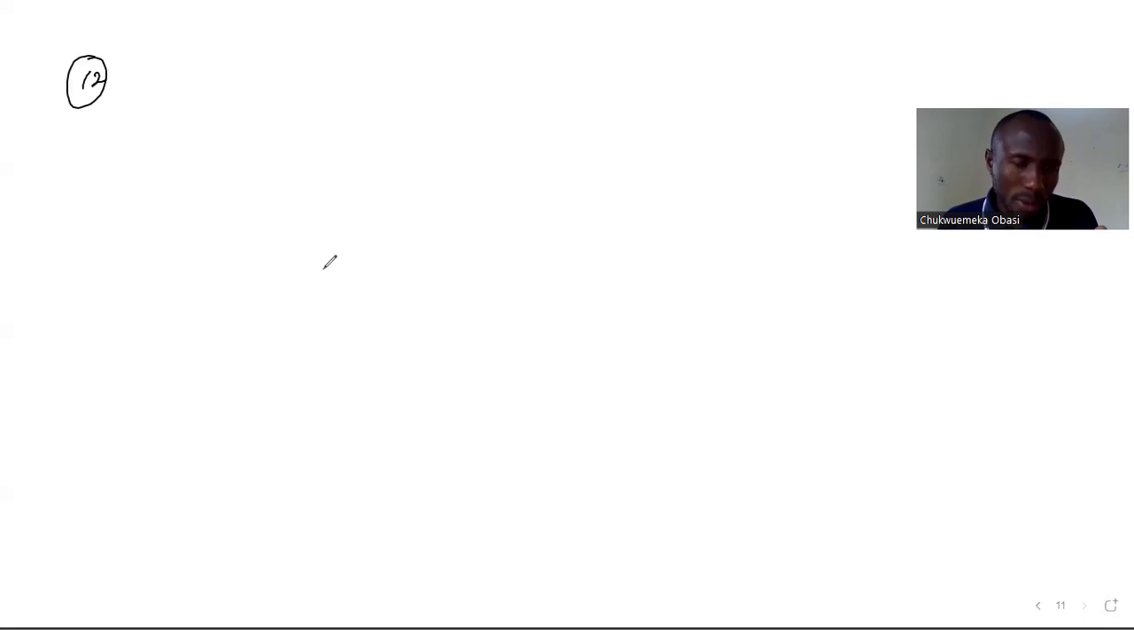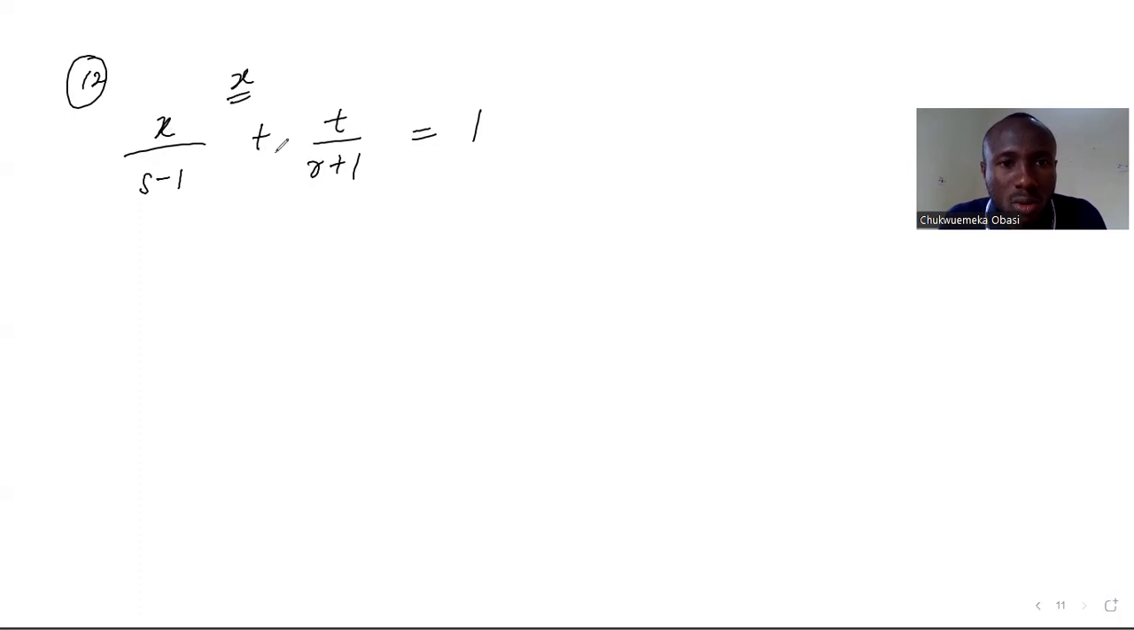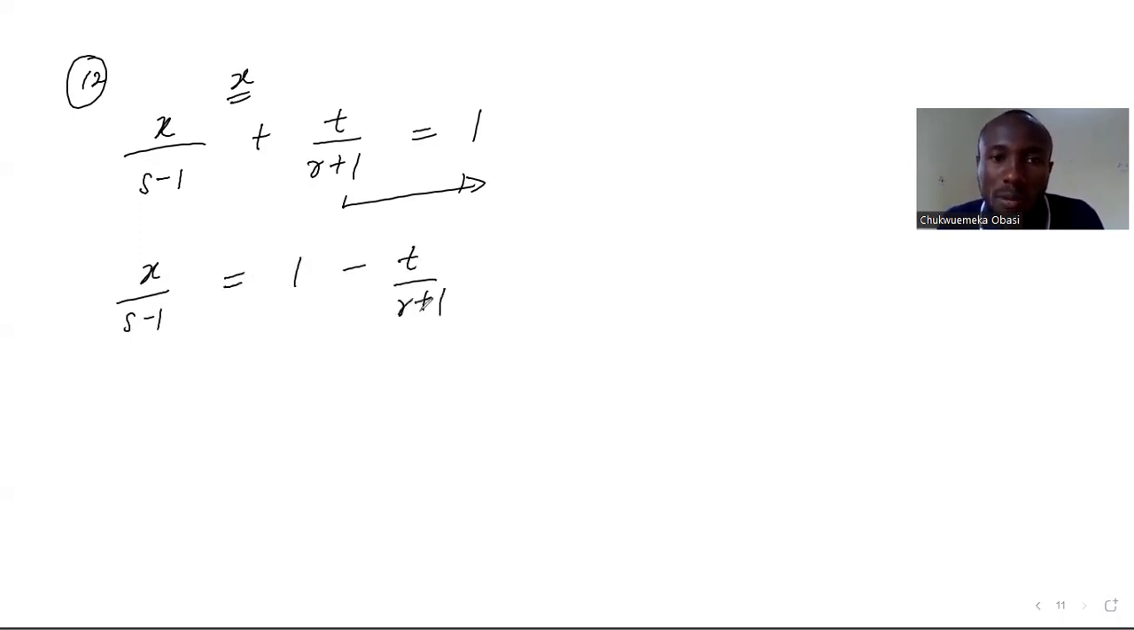All right, question 12, it says x over x minus 1 plus t over r plus 1 equals 1. We want to make x the subject, all right? And you see, we only have this x here, so I can take this term to this side. So I have x over x minus 1 is equal to 1 minus t over r plus 1.